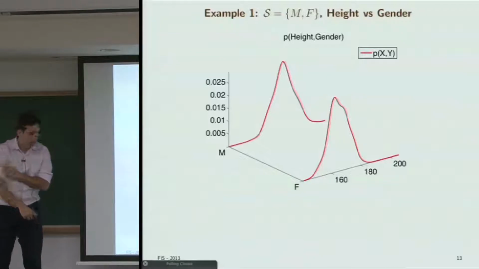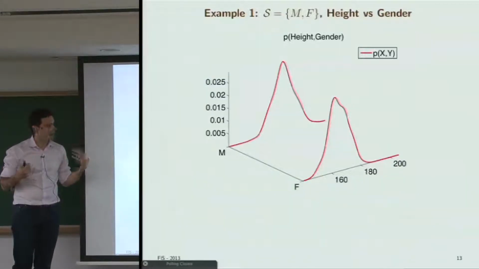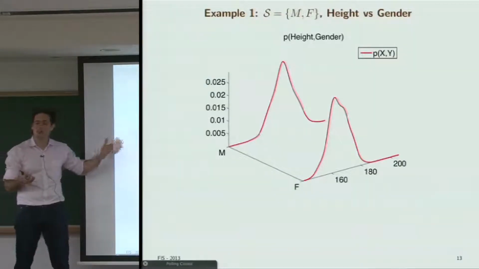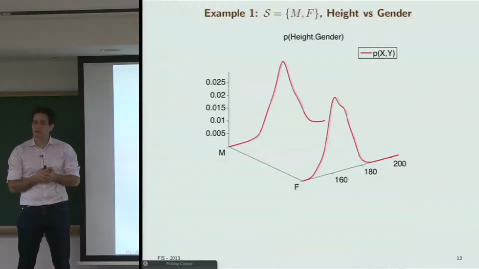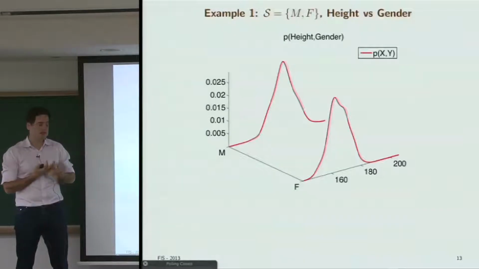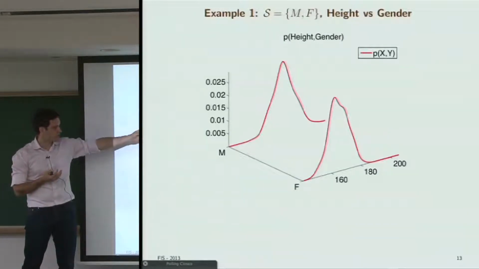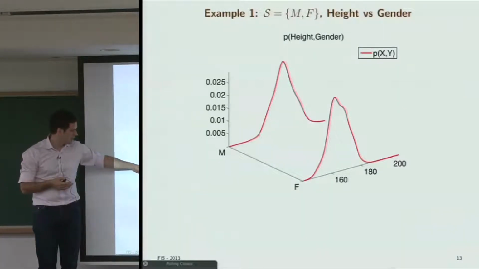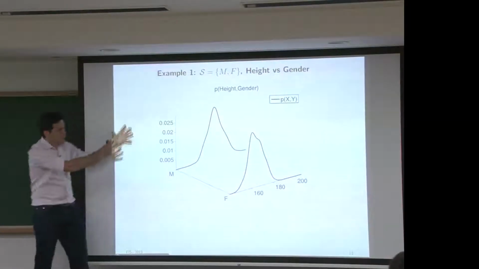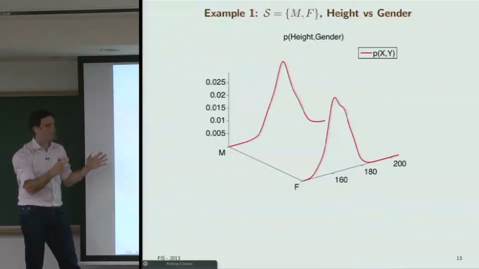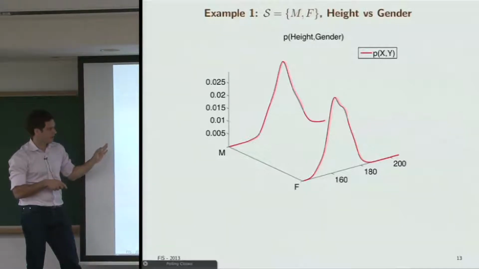So suppose I know the probability for this particular problem, which is the height and gender problem. Okay. So having access to the probabilities means actually having access to this curve, right? The density. So this is male, this is female, and this is overall the probability of having an observation of a given height and a given gender in either of the two cases, and these heights are here.